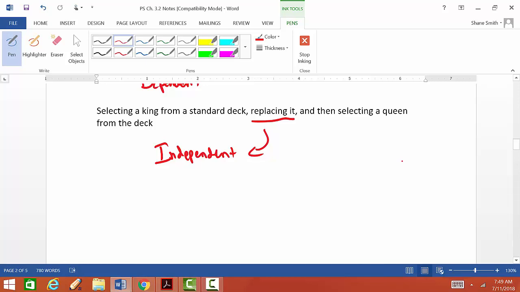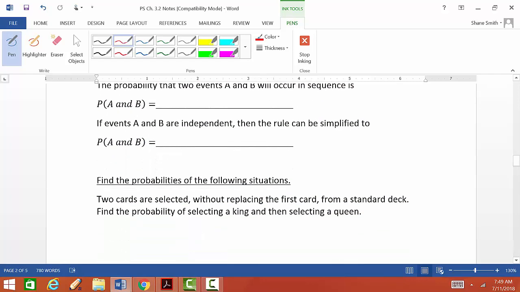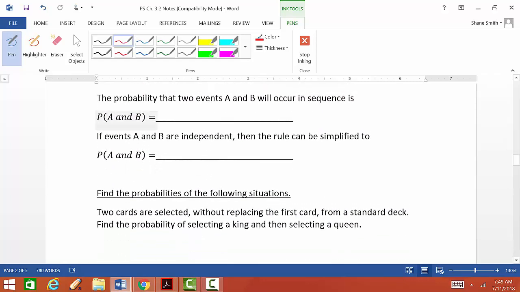Because if you put it back and you replace it, that's like you're not drawing the king at all. Okay, so that's the difference between independent and dependent events, and that's important for our multiplication rule, because our multiplication rule says the probability of A and B. So this is the probability that if 2 events occur in sequence, we take the probability of A and we multiply the probability of B given A.